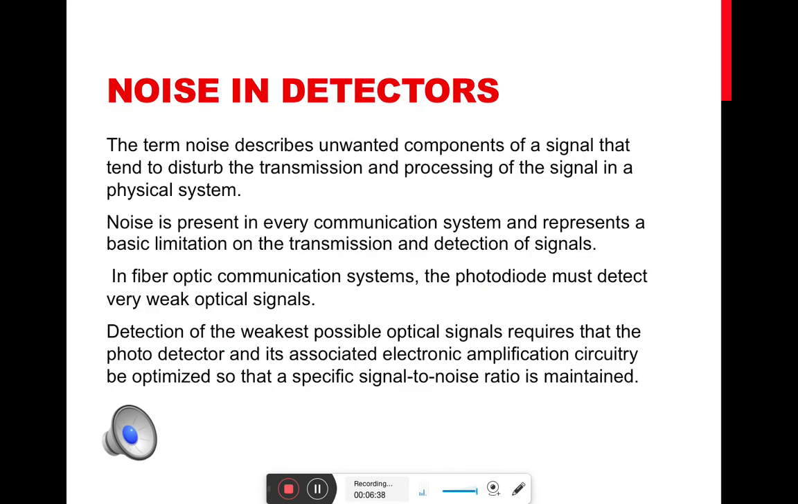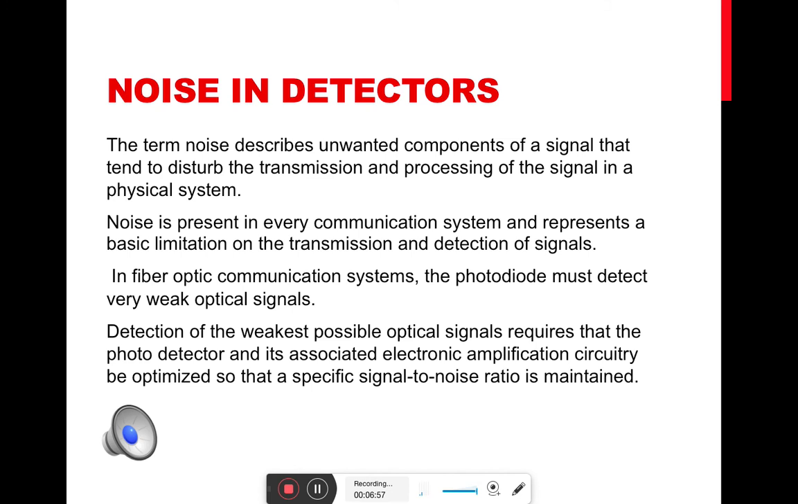So the next topic is noise in detectors. Noise is present in almost all communication systems. Noise can be described as an unwanted component of a signal that is present in a communication system and disturbs the transmission and reception of the signal. So it is present in almost every communication system.